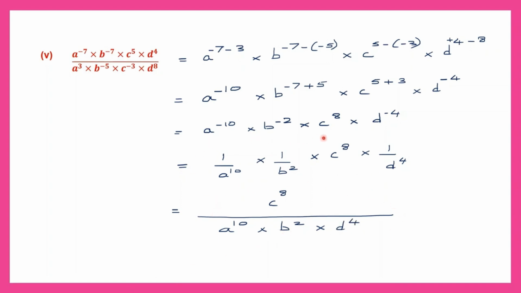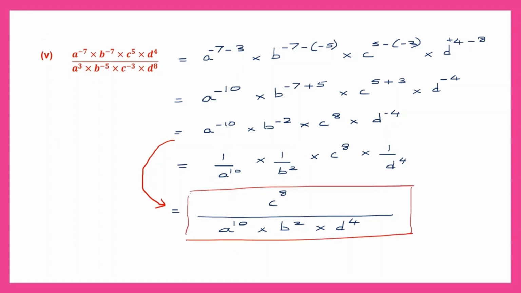From this step, you can straight away come to this step. I have done this step in between for you to understand how this negative has become positive. So now this is our answer. What is our final answer? C to the power of 8 by a to the power of 10 into b to the power of 2 into d to the power of 4.